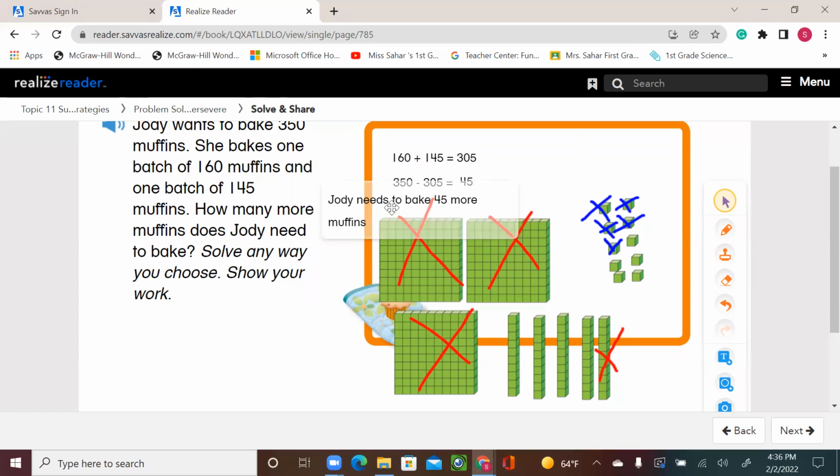Okay, and then I'm going to put this information here. And I showed which strategy I used to subtract.